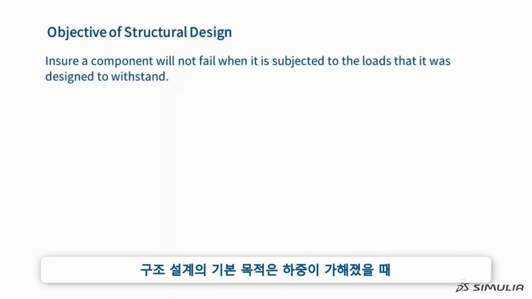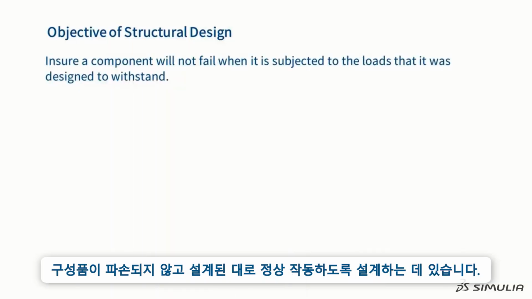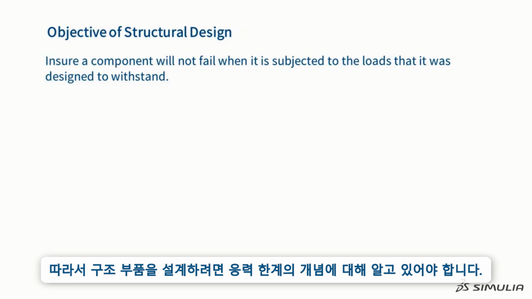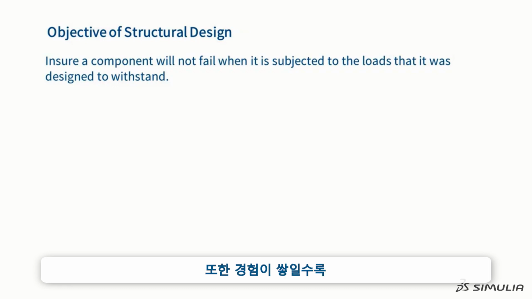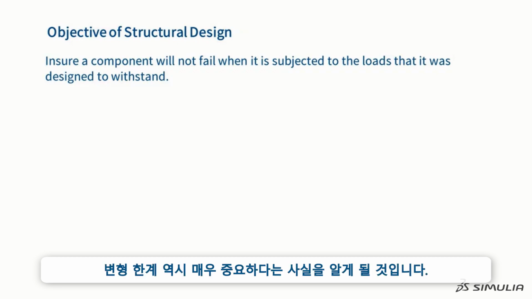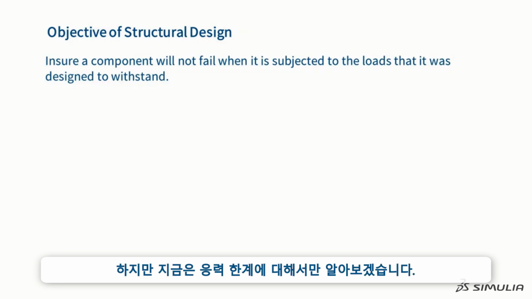The fundamental objective of structural design is ensuring a component will not fail when it is subjected to the loads that it was designed to withstand. To enable you to design structural parts, we need to introduce you to the concept of stress limits. As you gain more experience, you will also find that strain limits can also be very important. But for now, we will only discuss stress limits.